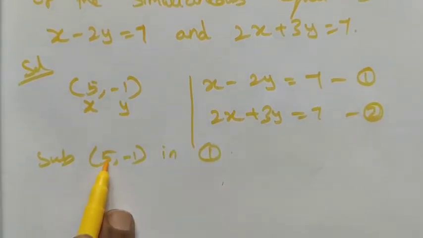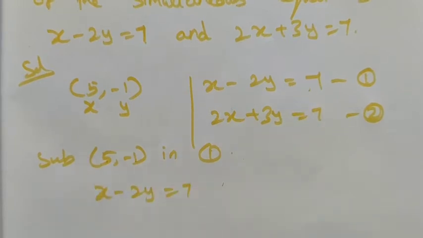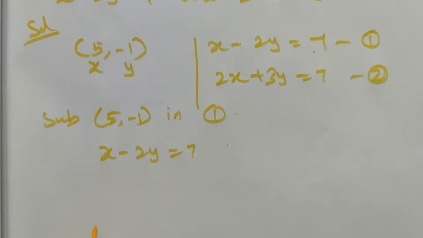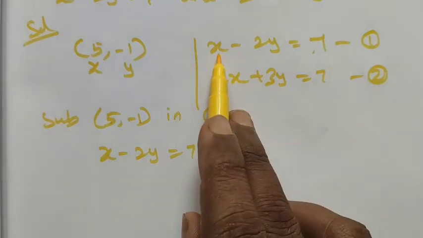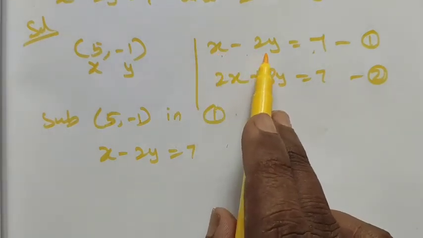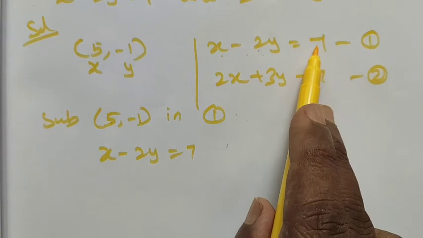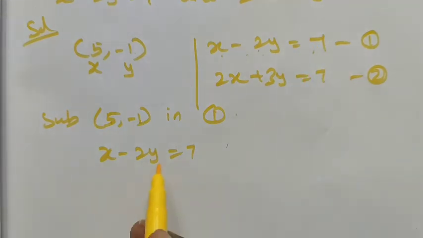I am going to apply the values of x and y in this equation. So x minus 2y is equal to 7, that is given. Now when you substitute in this equation, the LHS should give the RHS, that is equal to 7. We have to prove that.